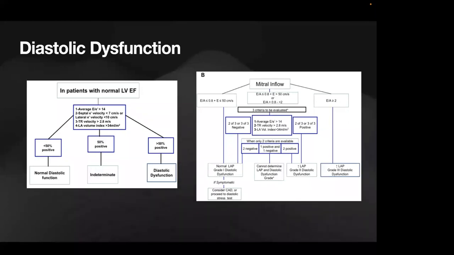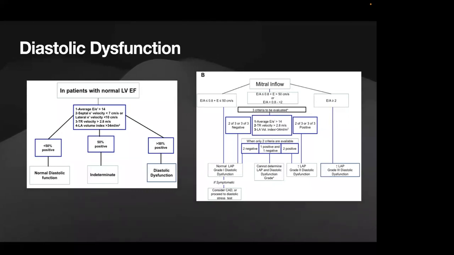I think the reason they leave it open to interpretation is because none of these parameters on their own are helpful to make that assessment. You need to have a combined assessment. Even if you don't have all the parameters, let's say you don't have your TR velocity but you have all the rest, you can still make an assessment of whether it is 50% positive or 50% negative.